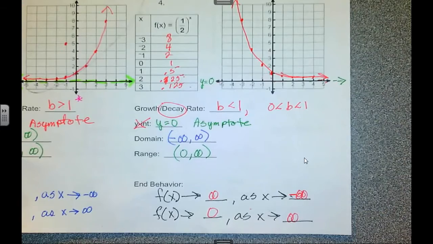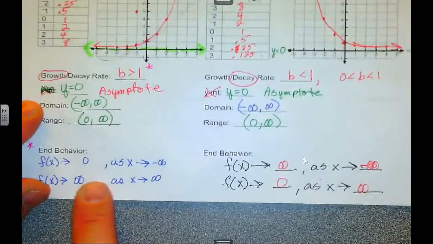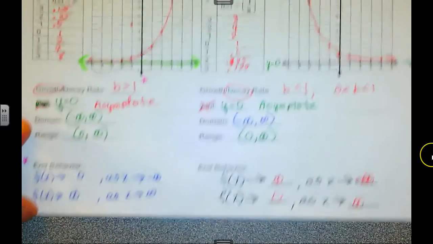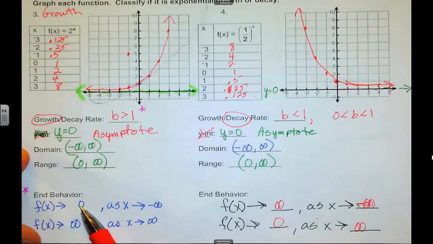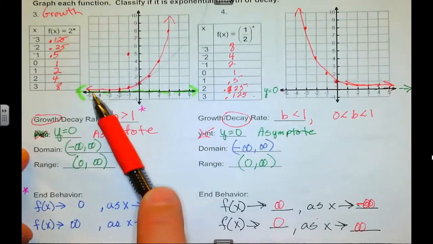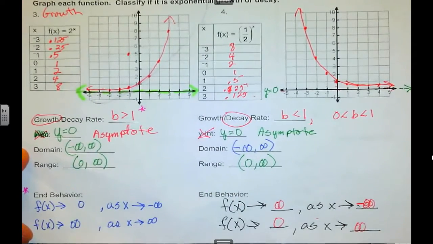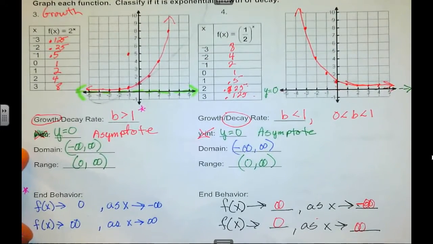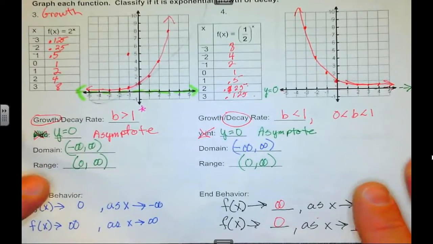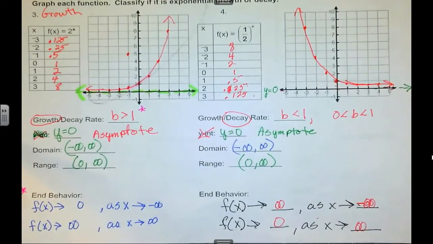The range is what's different. Be careful, because on the previous problem, we had growth. See how it switched? My 0's going to the left, and infinity's to the right. Here, infinity's to the left, 0's to the right. Okay? All right, so you asked me, does the asymptote ever change?